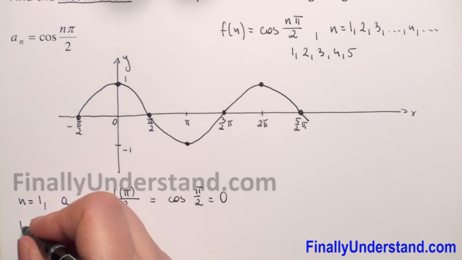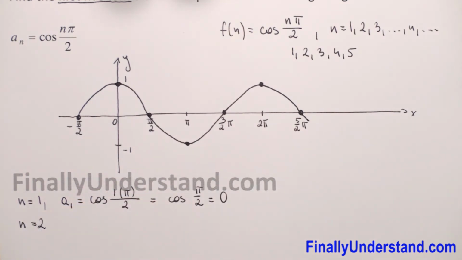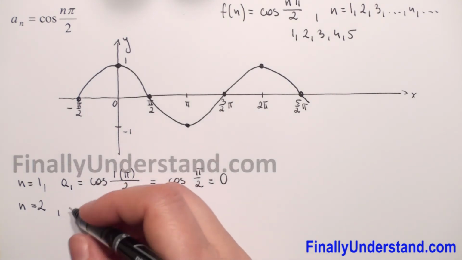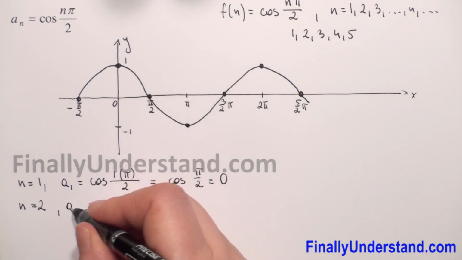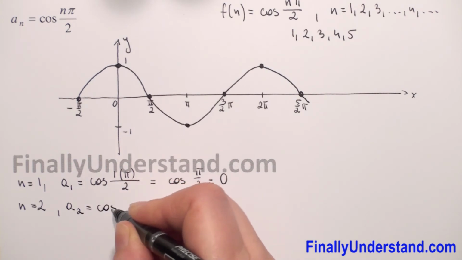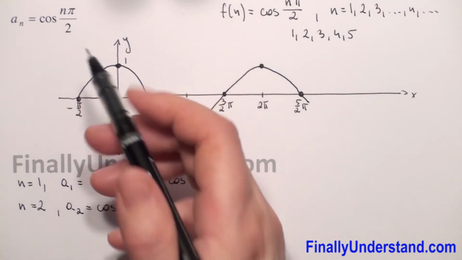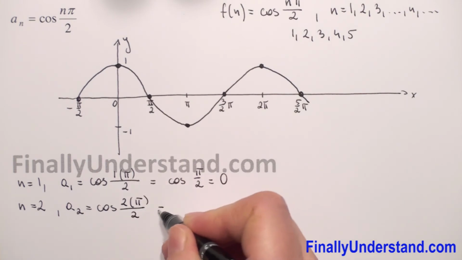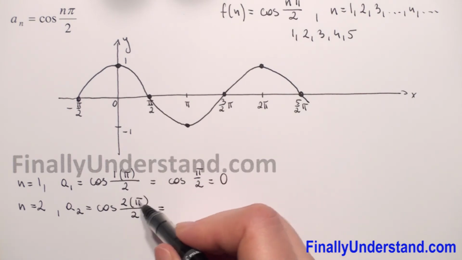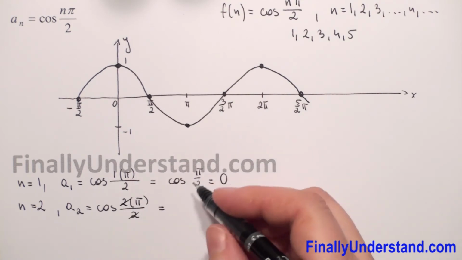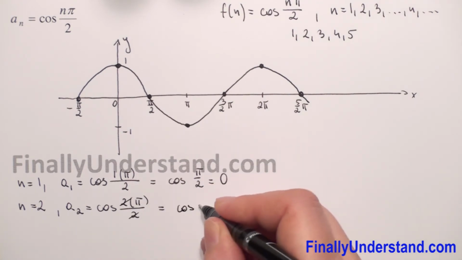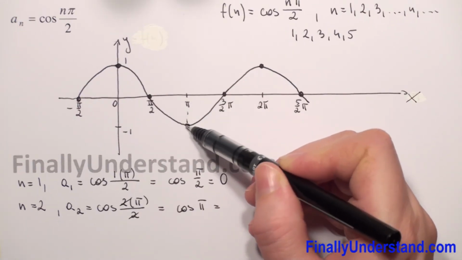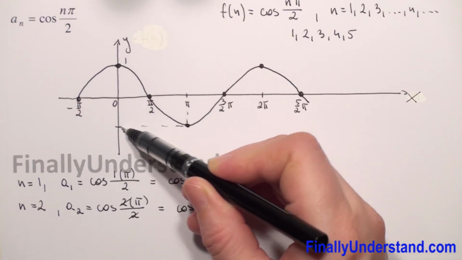Now we will substitute n by 2, and we will have a2 is cosine of 2 times pi over 2. We have multiplication, so we can reduce 2 and 2. So we have cosine of pi. Cosine of pi is -1.